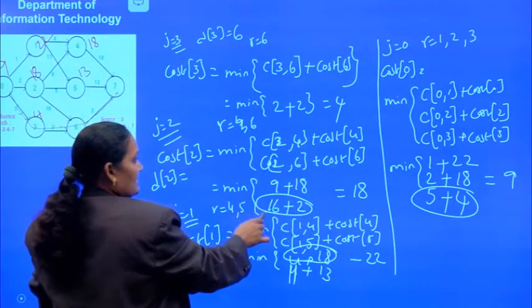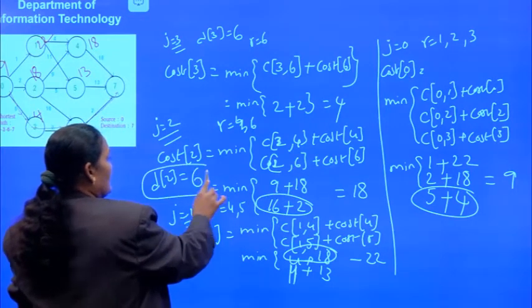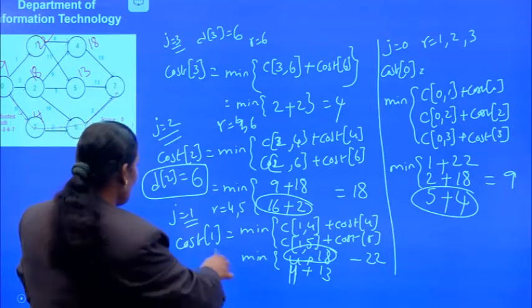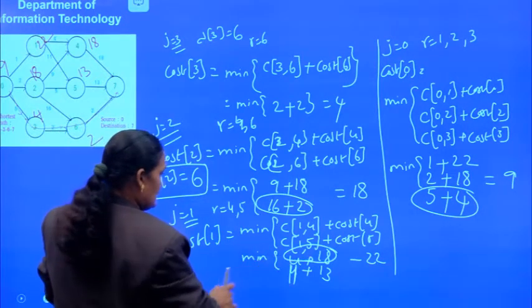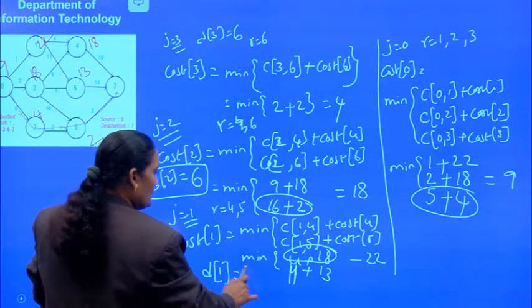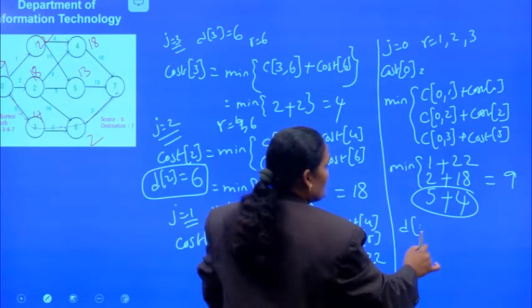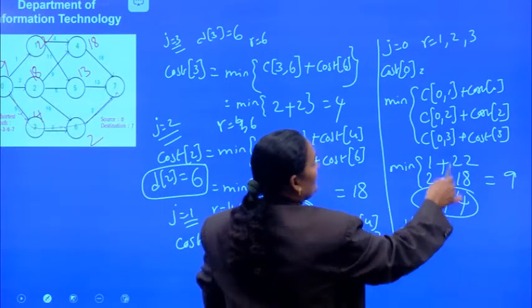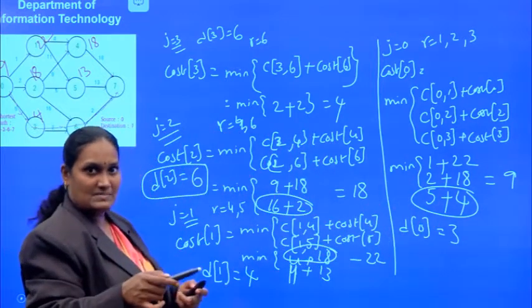For R is equal to 6, we are getting the lesser value. So D of 2 is equal to 6. In the same way, cost of 1, for which value of r are we getting the lesser cost? Since for 4 we are getting the lesser value, d of 1 becomes 4. In the same way, d of 0, for which value of r are we getting the lesser value? When r is equal to 3 we are getting the lesser value. So d of 0 becomes 3.